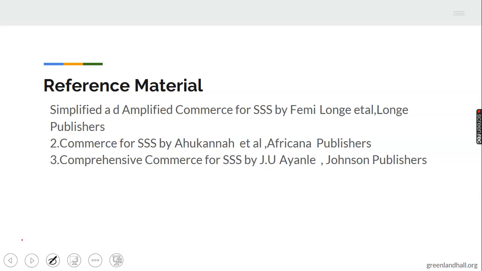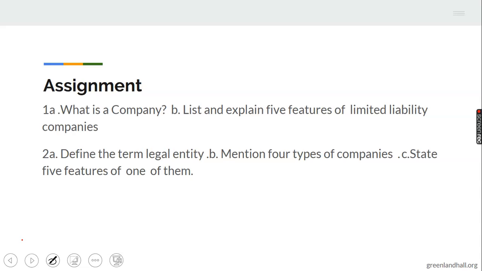Reference materials. So these are some of the reference materials. One, Simplified and Amplified Commerce for Essence by Femi Longe et al., published by Longe Publishers. Two, we have Commerce for Essence by Aukana et al., produced by Africana Publishers. Number 3, Comprehensive Commerce for Essence by G.U. Ayali, published by Johnson Publishers.